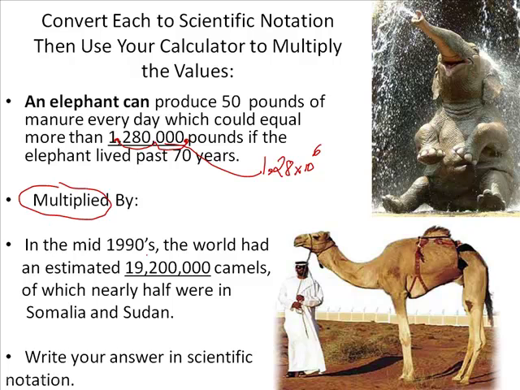So it says in the mid-1990s, the world had an estimated 19,200,000 camels. So let's put this in scientific notation. 1.9, then we could put the 2. We'll figure out what to do with those zeros later on. So we got 1.92, 1, 2, 3, 4, 5, 6, 7. So times 10 to the 7th. So we're going to multiply these two numbers together. Let's work that one out.